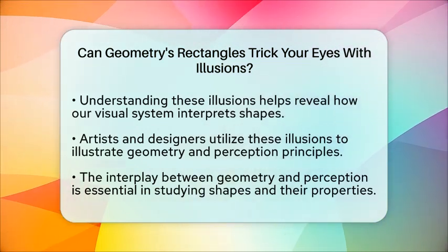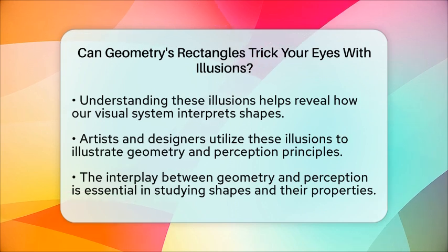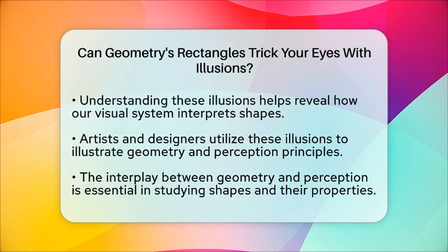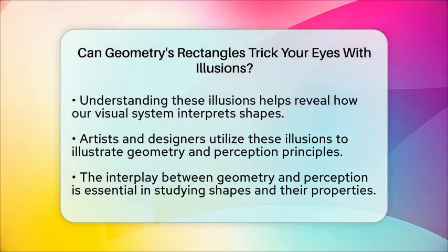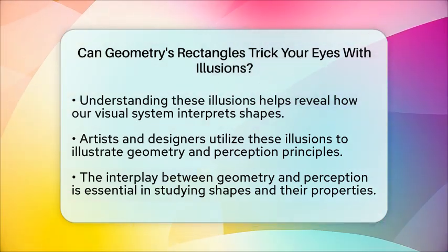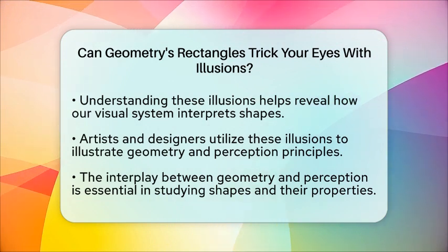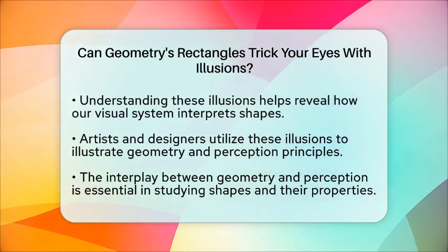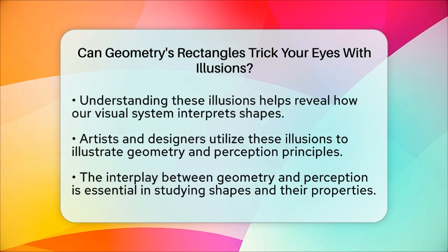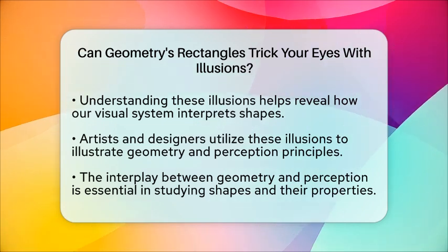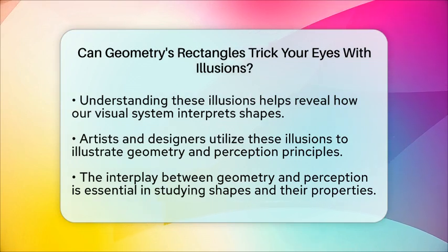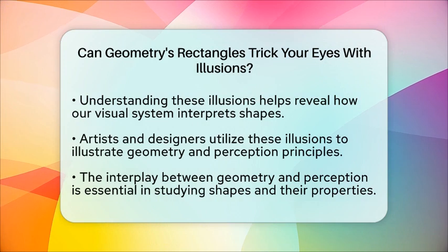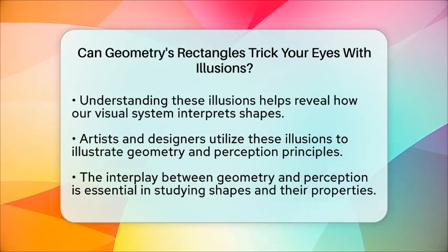In practical terms, artists and designers often use these illusions to demonstrate principles of geometry and perception. They highlight how context and visual cues shape our understanding of shapes and space. So, can rectangles really trick your eyes? Absolutely. They can create optical illusions that make straight lines appear curved or equal sides seem unequal. This fascinating interplay between geometry and perception is a key part of studying shapes and their properties.